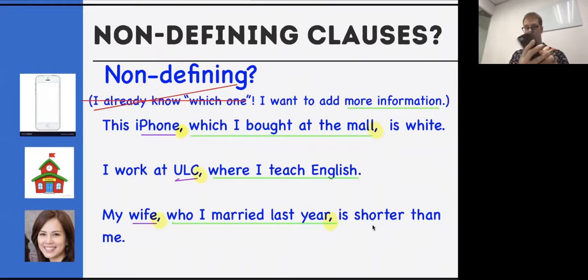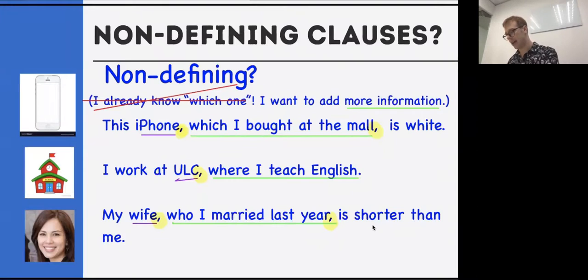There's only one, right? This iPhone right here, which I bought at the mall, is white. I'm not telling you this iPhone, that iPhone. I'm saying this one. I'm giving you more information about an iPhone that I already know about, okay?